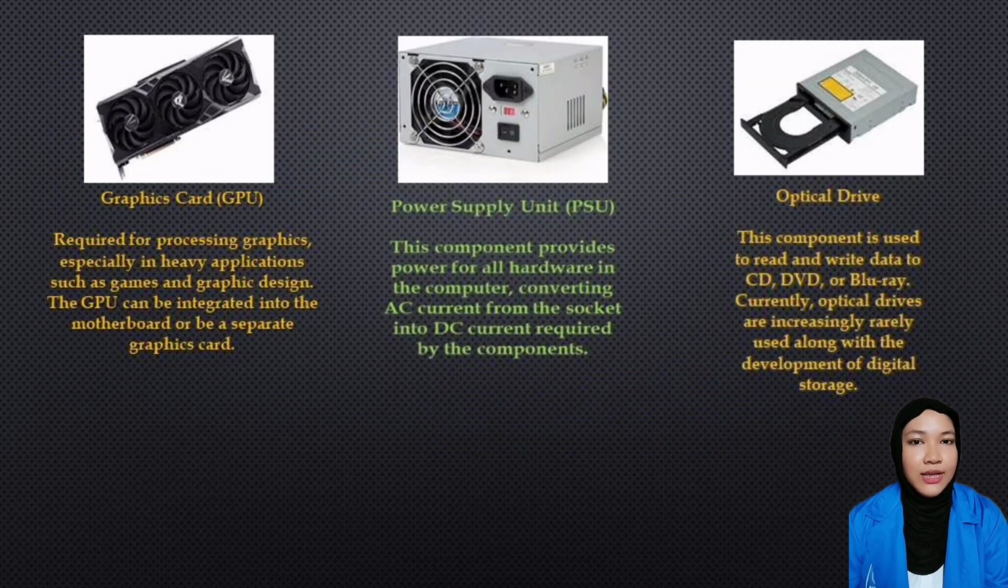Next, there is the graphic processing unit. It is responsible for processing graphic data and images, especially for heavy applications such as graphic design or video games. GPU can be a separate card or integrated into the CPU. And then the power supply unit is a component that provides electrical power to the computer. PSU converts electrical current from the power source into a current suitable for the components in the computer.